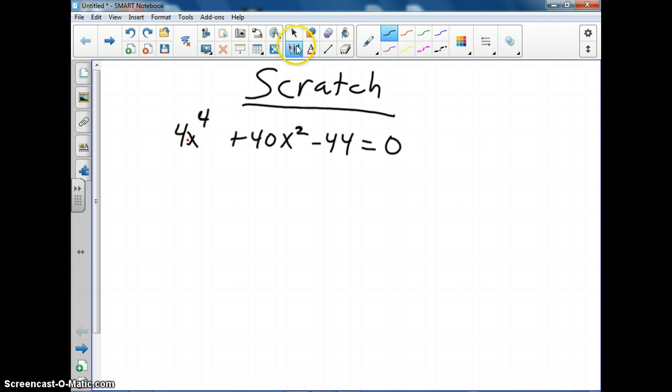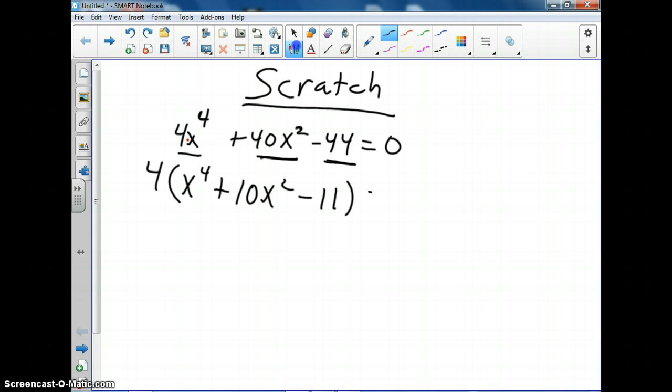Okay, look, is there a common factor? Yes, it is number 4. So I'm going to take the 4 out. When I take 4 out of this, x to the 4. When I take 4 out of this, it's 10x squared. When I take 4 out of this, then it's 11 equals 0.